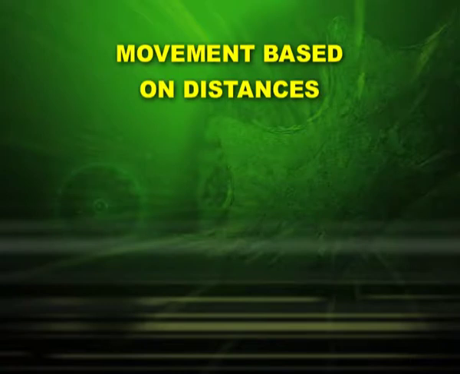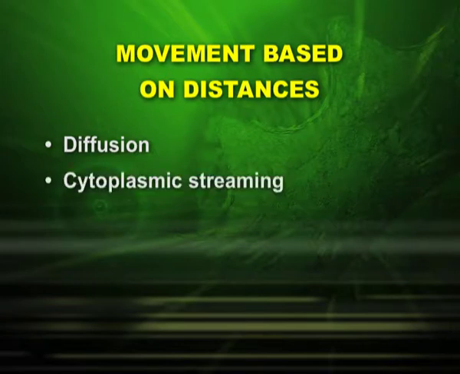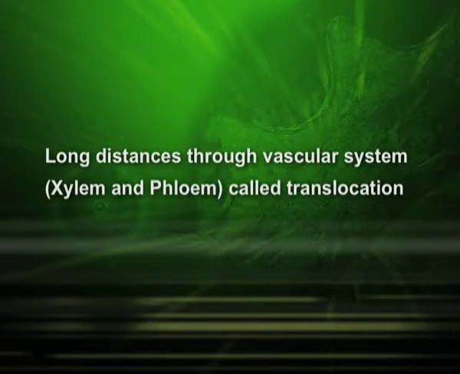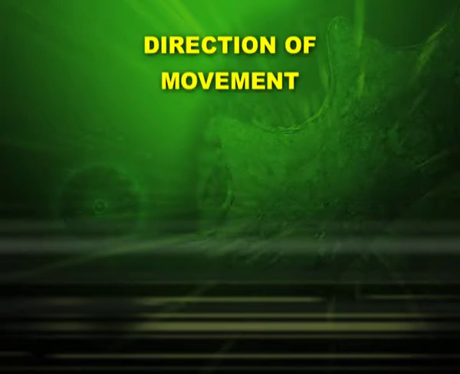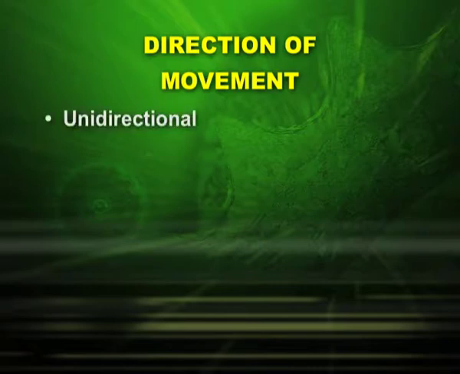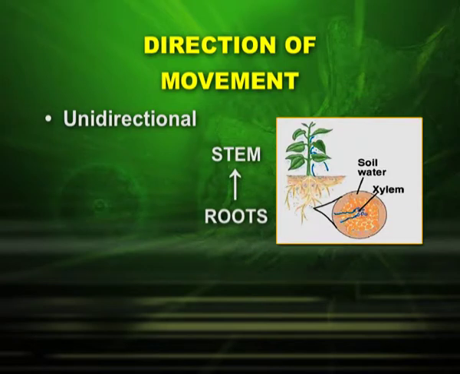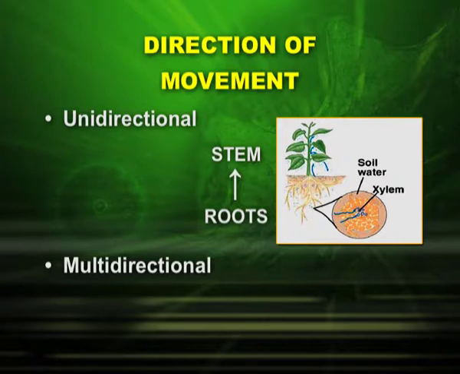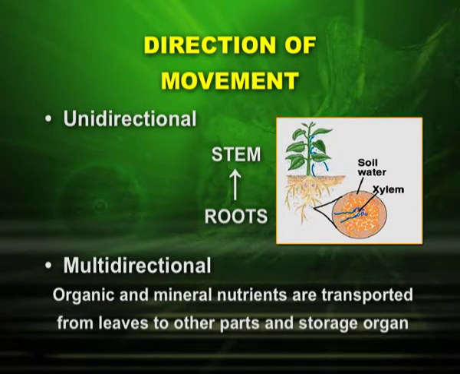Let us first see the short distances. The first type of the short distances is diffusion and the second one is cytoplasmic streaming. Long distances take place through the vascular system, xylem and phloem, and this is called translocation. In the direction of movement, we have two types: unidirectional, that is from roots to stem. Second, we have multidirectional, in which the organic and the mineral nutrients are transported from leaves to the other parts and storage organs.